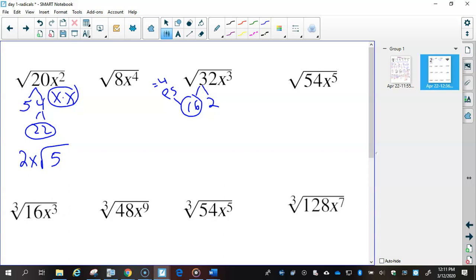Sorry, say that one more time. We will in 1 second. If there's an imaginary 2 out here, 2 goes into 3 how many times? Once. So there would be an x outside and 1 left inside. We know this 4 would come outside and this 2 would go inside. So 4x times the square root of 2x. Now you could have done your factor tree also. I just didn't in that case.